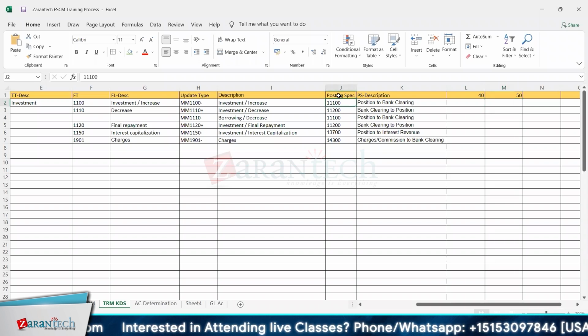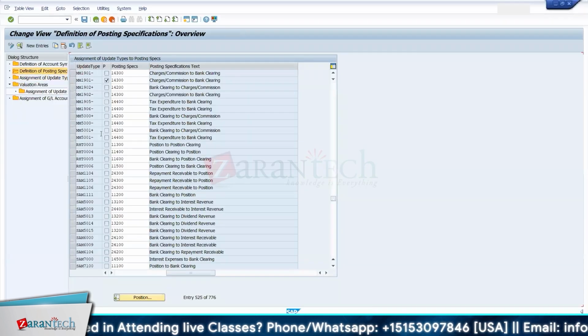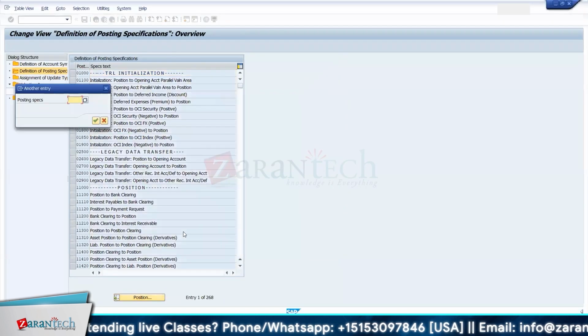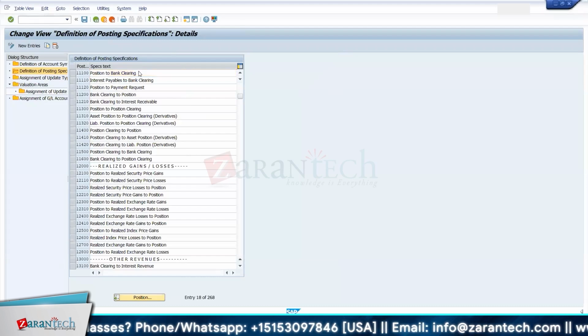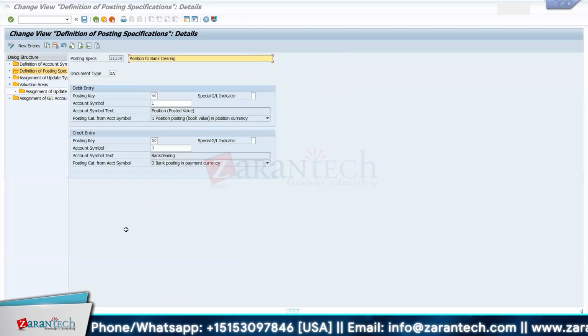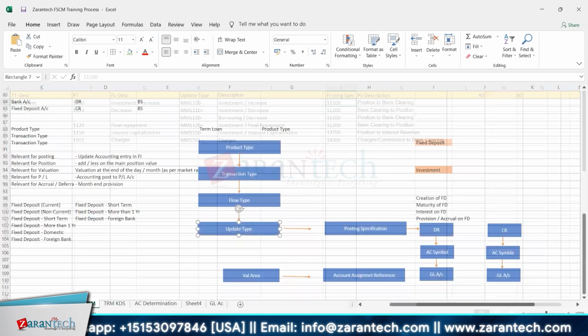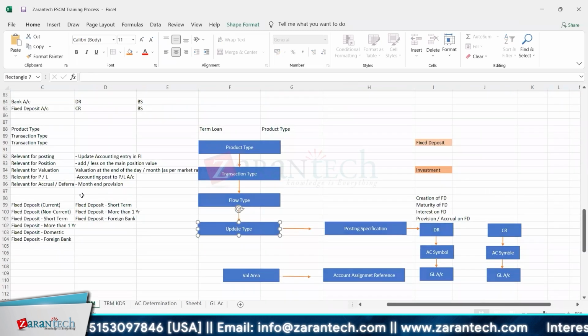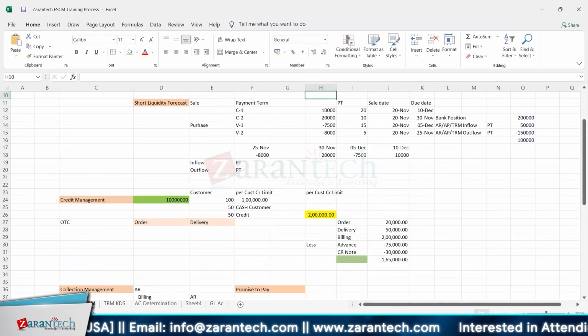So once you have done this posting specification mapping, now you see for this particular posting specification what we have. So this is position to bank clearing. So here, if you see the accounting, where is my accounting?